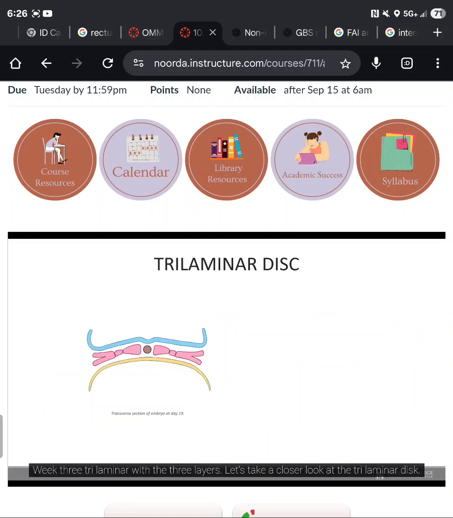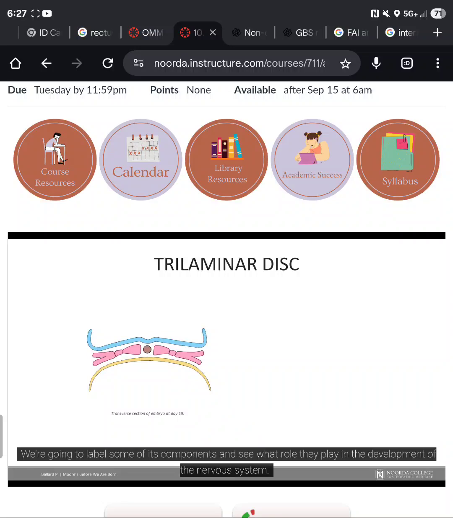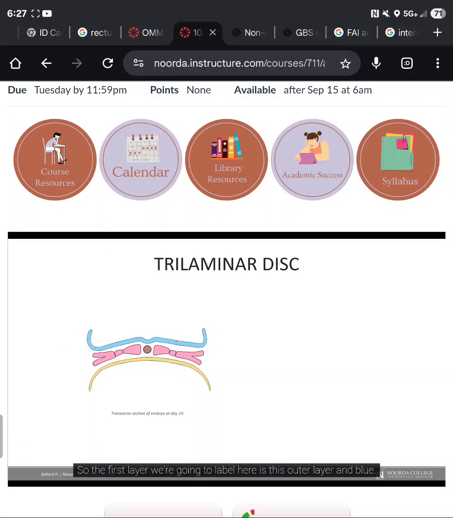Let's take a closer look at the trilaminar disc. We're going to label some of its components and see what role they play in the development of the nervous system. So the first layer we're going to label here is this outer layer in blue. That is the ectoderm. Ecto just means external or on the outside. And then in yellow here within is the endoderm. And that's a great name because endo means internal or within. And then in the middle here, a lot of this pinkish that we're seeing is the mesoderm, and meso just means middle. So we're going to label some of those mesoderm components.